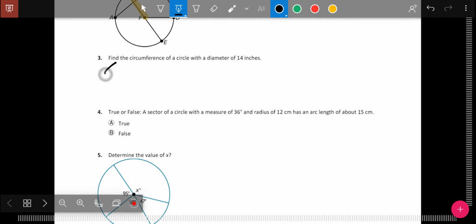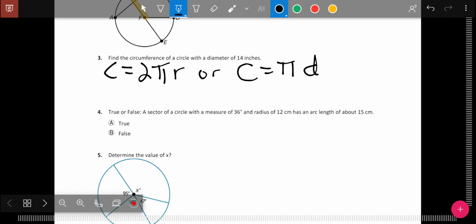There's two equations, all right, you need to know for circumference. I would have both of those in my notes. Now, I want to use this equation on the right just because we have the diameter given to us. Diameter, and that's the d, so pi times 14. I take a calculator right now. I do 14 times pi, and I get 43.98.